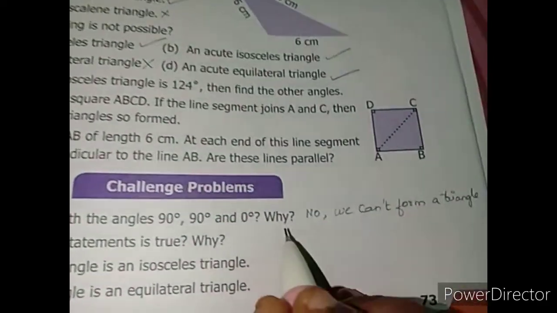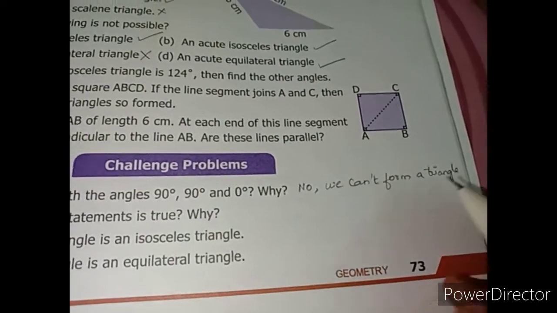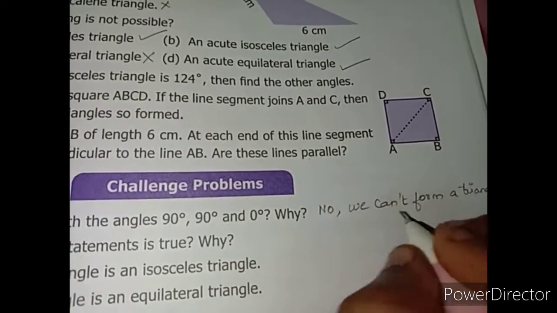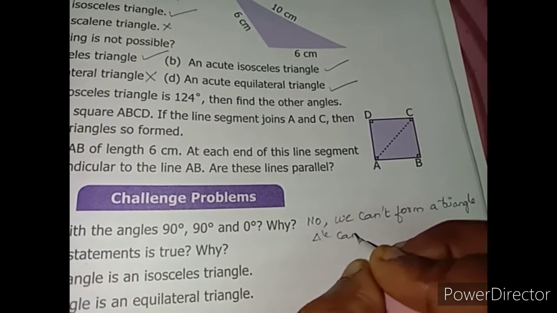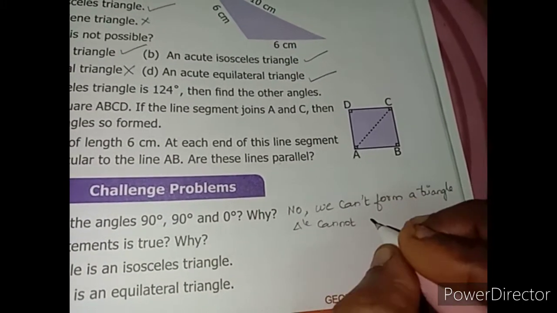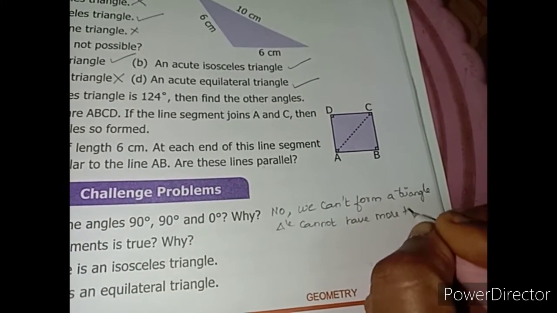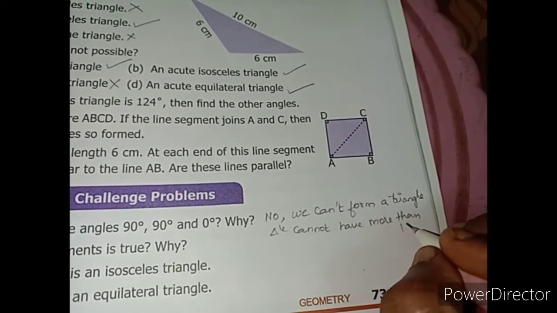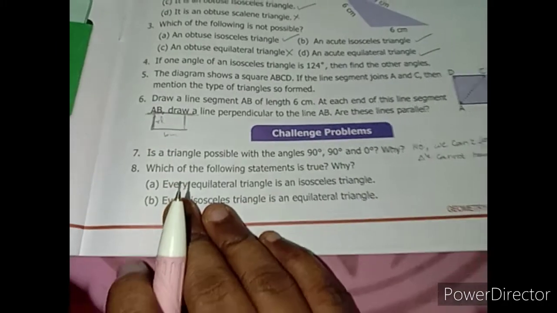So before this, I just want to tell you, it is asked why we cannot form the triangle. So what is the reason? A triangle cannot have more than 180 degrees. Is that clear? So now we are moving to the eighth question.